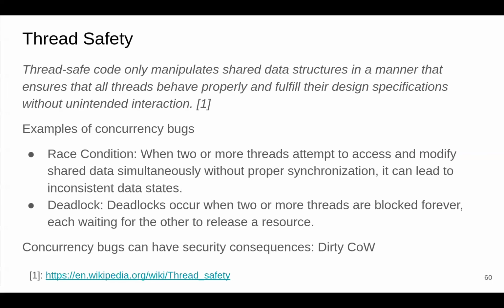So thread-safe code only manipulates shared data structures in a manner that ensures that all threads behave properly and fulfill their design specifications without unintended interactions. Potential concurrency bugs could be race conditions, where 2 or more threads attempt to access and modify the same data at the same time without locking the data before or synchronizing on who's allowed to access. Could also be a deadlock, right? Deadlocks are when 2 or more threads are blocked forever, each of them waiting for the other thread to unlock.